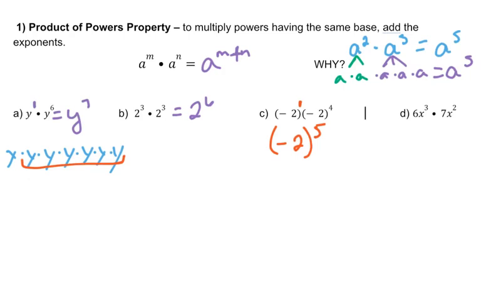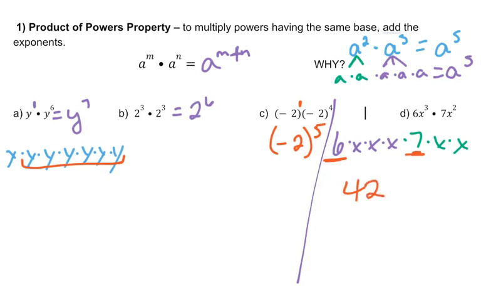Next one is a little bit trickier. Don't freak out. You can do it. So first let's talk about the x's. Actually, let's write it out so you make sure you understand it. We've got 6 times 1, 2, 3 x's times 7 times 1, 2 x's. All right, so let's multiply the 6 and the 7 first. 6 times 7 gives you 42. And then x times x times x times 2 more x's is x to the fifth. And that's your answer. That's all you got to do.